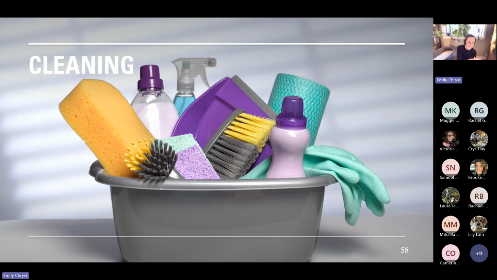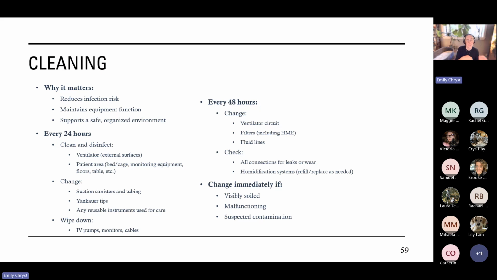But finally, cleaning. Talked a lot about ventilator-acquired pneumonia here. These patients are immunocompromised and at high risk of infection, whether that's pneumonia or other types of infections. So at minimum, everything gets cleaned every 24 hours. This is not just the patient space, but also the ventilator itself, especially the areas you're touching a lot. Suction canisters and tubing should be changed daily, along with anything that we're repeatedly using for patient care, like the hemostats that we might be using for oral care, for example.